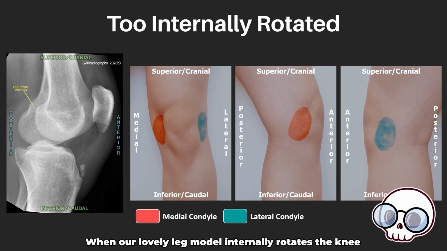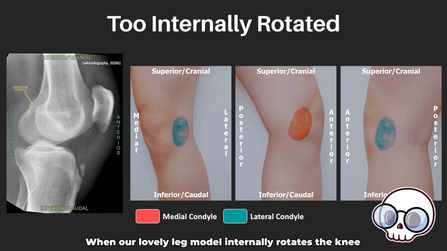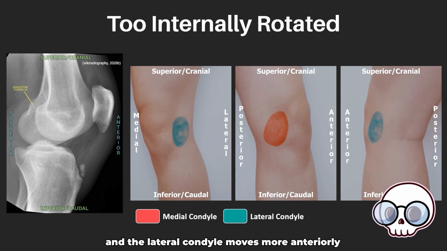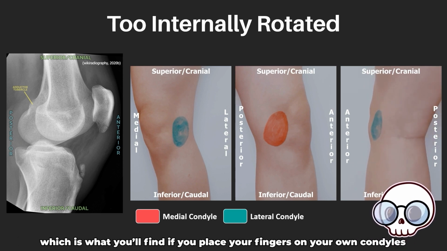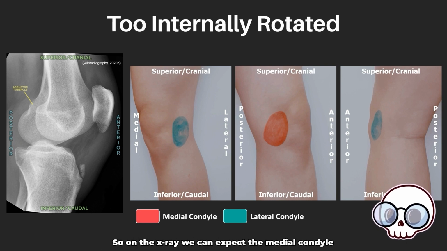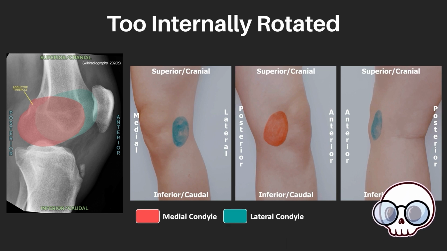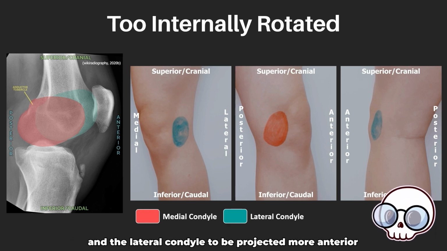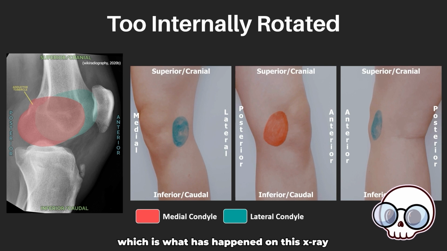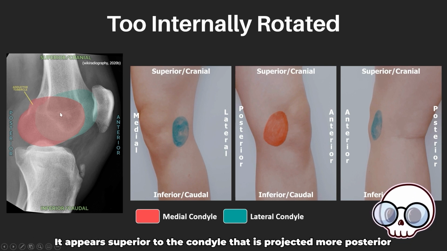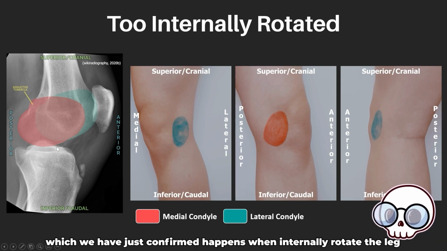When our lovely leg model internally rotates the knee, the medial condyle moves more posteriorly, and the lateral condyle moves more anteriorly, which is what you'll find if you place your fingers on your own condyles and internally rotate your knee. So on the x-ray, we can expect the medial condyle to be projected more posterior and the lateral condyle to be projected more anterior, which is what has happened on this x-ray. And we can confirm this using our trusty adductor tubercle. It appears superior to the condyle that is projected more posterior, which we have just confirmed happens when we internally rotate the leg.